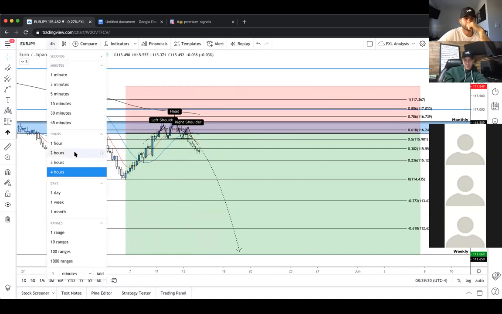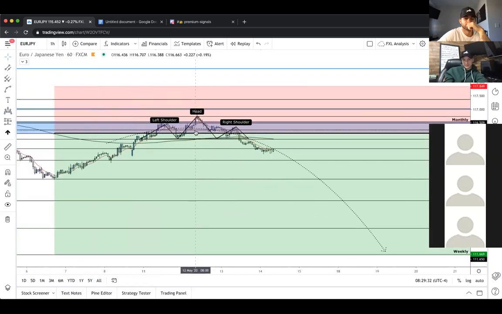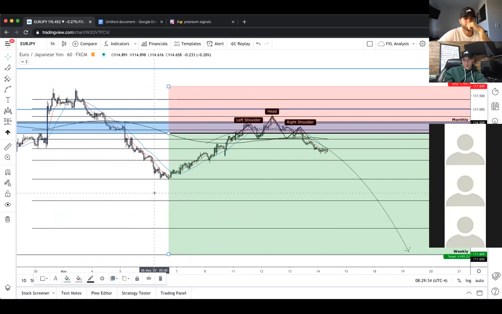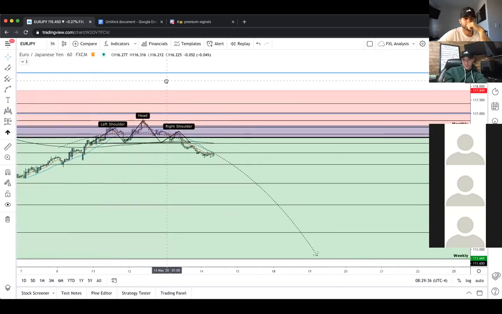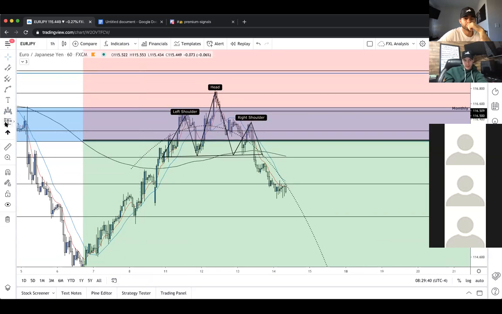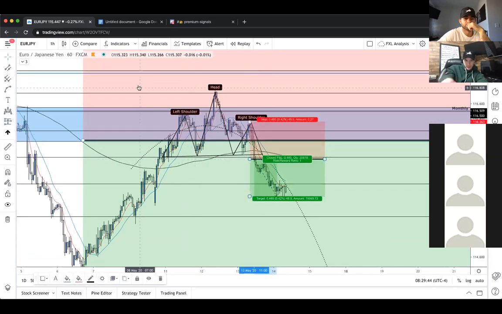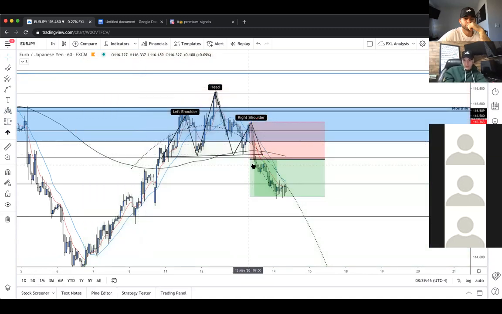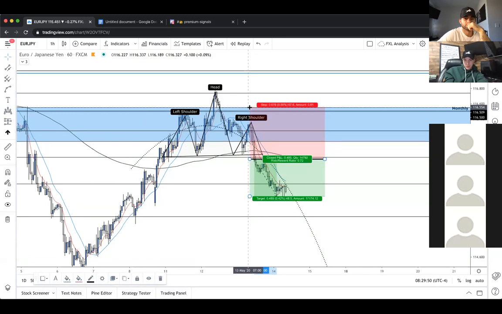So let's go ahead and drop down time frames for a second. And your entry would have been right here, right on this candle. Let me get rid of this for a second. Right on this candle, which is that 4 hour engulfing. Stop loss is outside of the right shoulder. Call it 60, 70 pips. Call it 70.